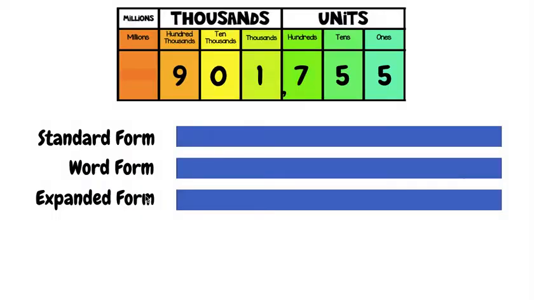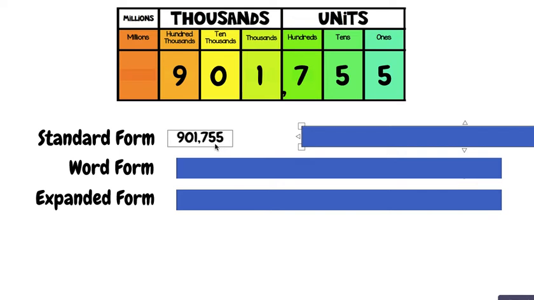Let's do one more to practice. All right, standard form. I'm not going to say the number out loud this time. Go ahead and write down the standard form. We're simply copying what is in the place value chart. Go. Okay, we have this number right here. Again, I'm not going to say it out loud because if I say it out loud, you're going to know how to say it in word form.